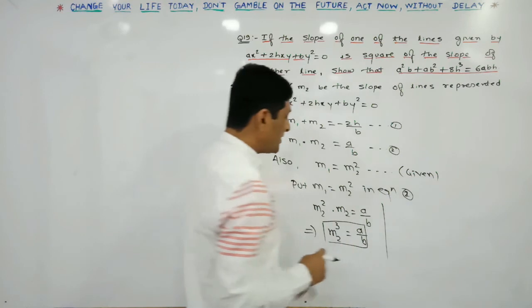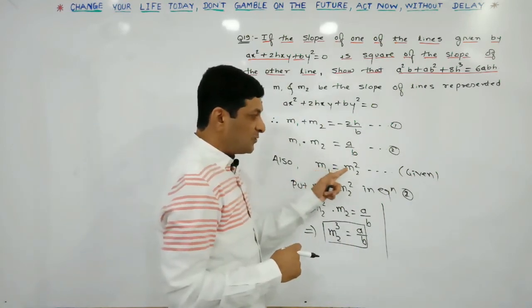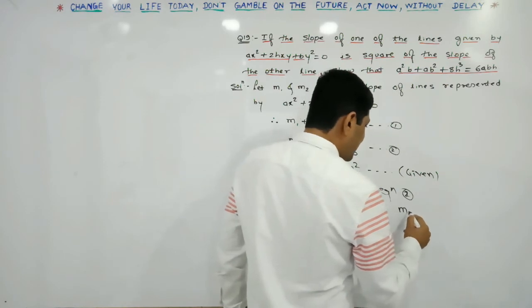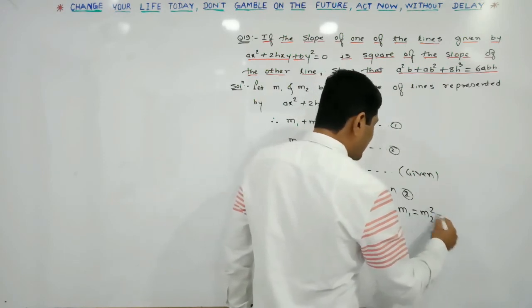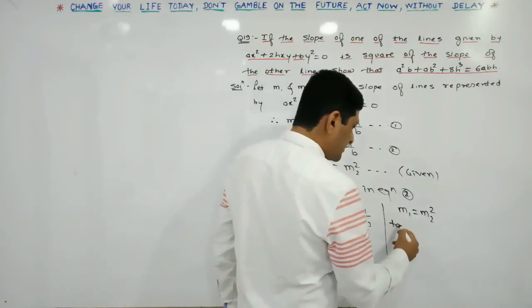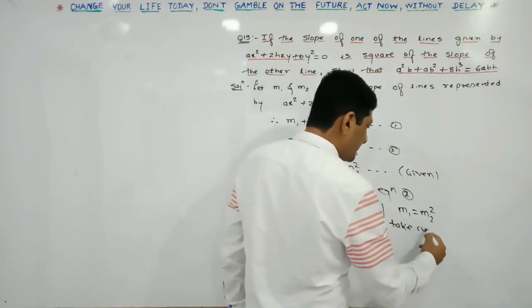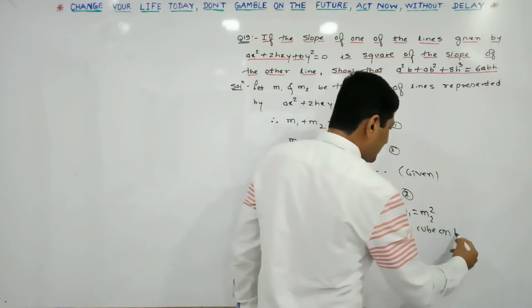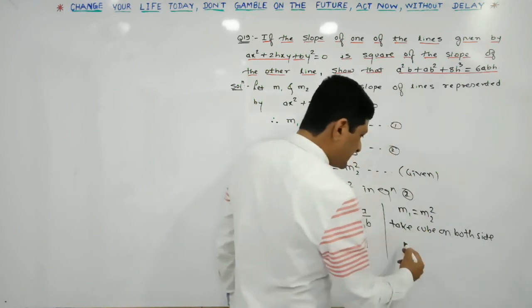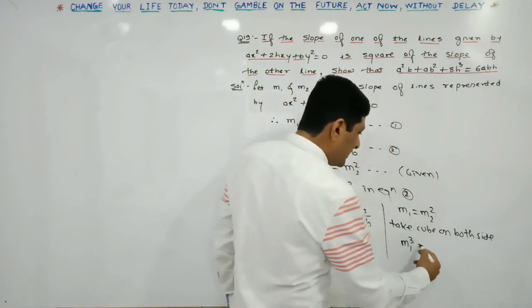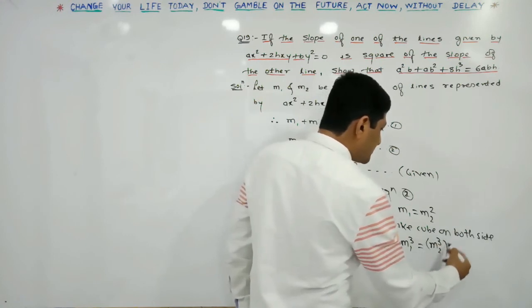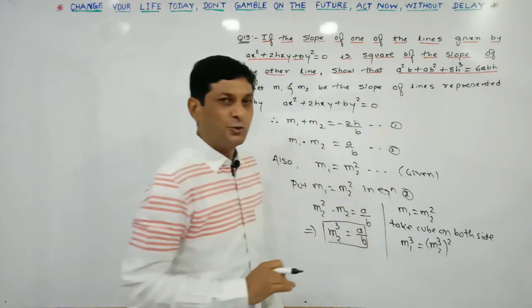Again, see here, what is the given condition? m1 is equal to m2 square. If we take cube on both sides, let us see what we will get here. On this side we will get m1 cube, and on the other side we will get m2 cube, keeping this square as it is. Just simply we have taken cube on both sides.